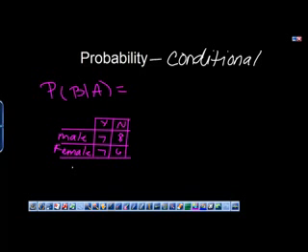Here I've created a hypothetical table after asking the question, did you do a household chore last night? Of the males that I asked, 15 total, 7 did chores and 8 did not. Again, that's 15 total males. Of the females I asked, 13 total females, 7 did chores, 6 did not. Let's take a look at the probability of an event based on another event.